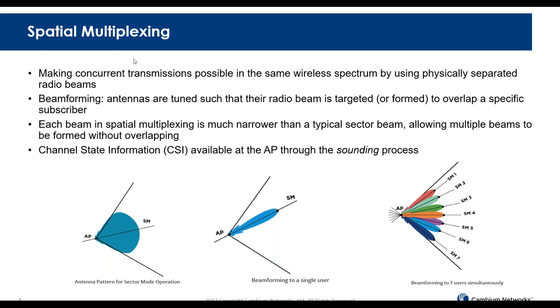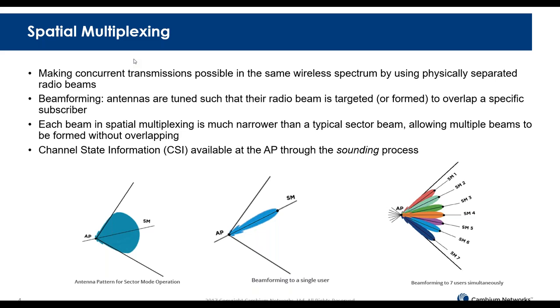Now, because this beam is much narrower, it's possible to create multiple of these beams. And in the figure here to the right, we see 7 beams facing 7 different subscribers. This is again possible by tuning the antennas so that the peak of the beam is in the direction that we want. In this picture, it's obvious that the peak of the beam faces the location of the subscriber. But what's also important to understand is that each beam also has nulls in the direction of the other subscribers. This minimizes the interference between the data streams.